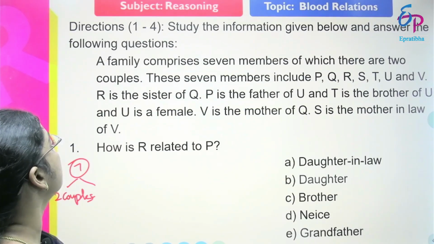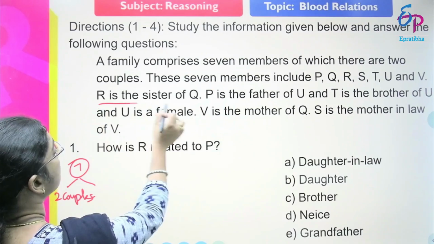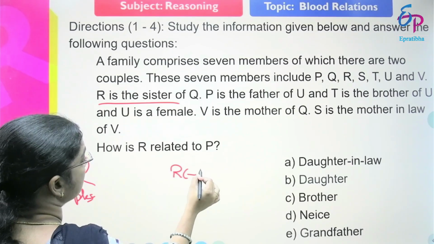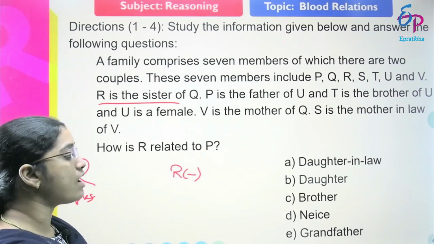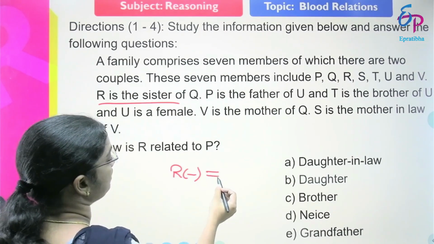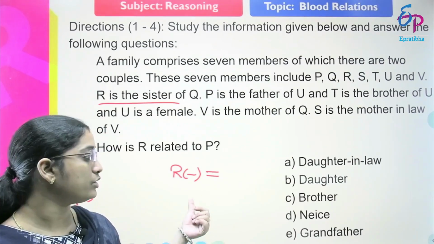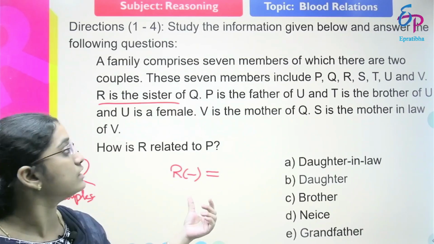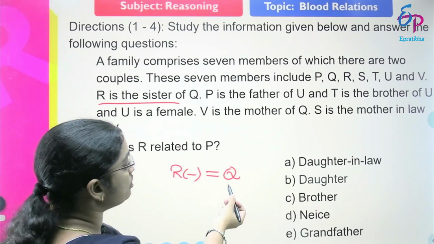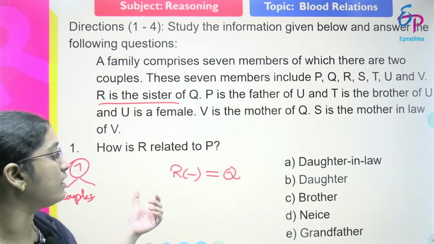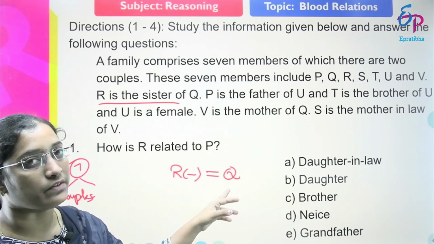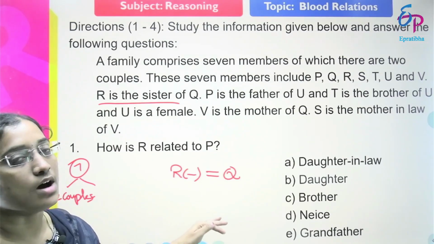The remaining information is: R is the sister of Q. So we need to take that information. R is a sister, so first of all the gender of R is female, right? Sister means a sibling relation, friends, and for siblings we need to use the equal symbol, right? So R is a sister of Q. We don't know the gender of Q, friends, because they clearly mention R is the sister of Q, which means R is female, but no information is given about Q's gender, right?